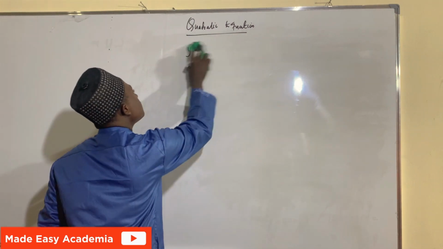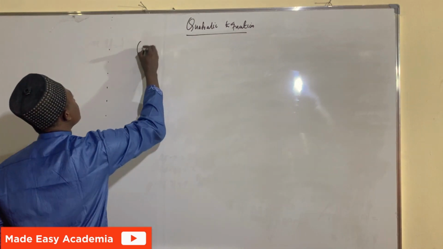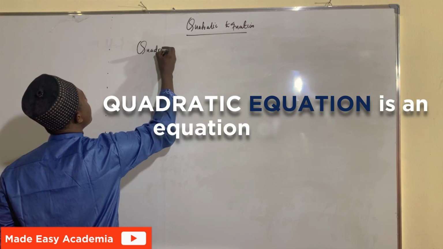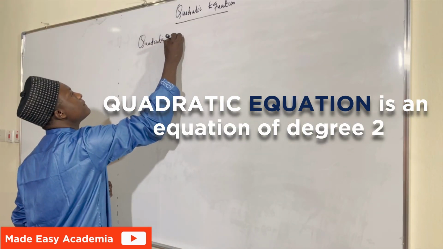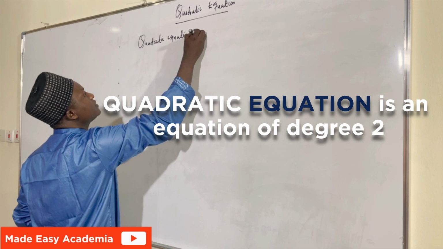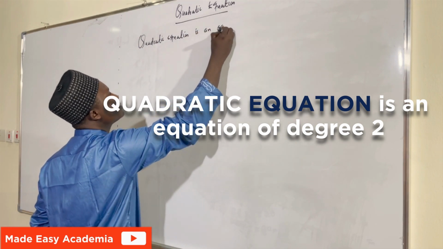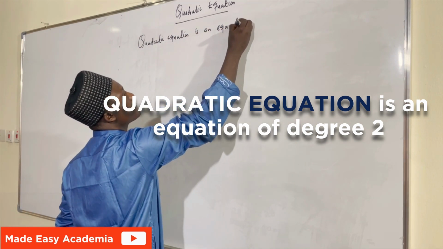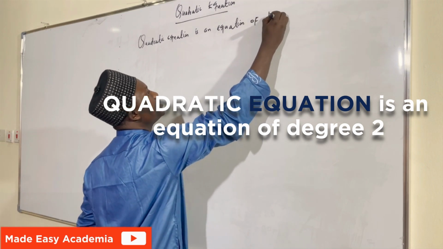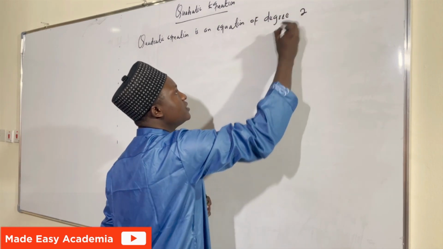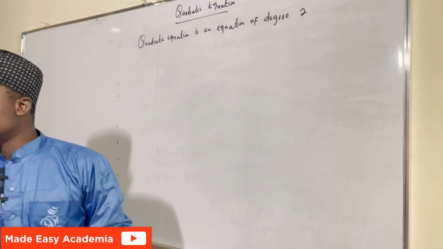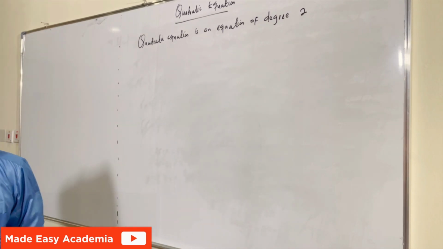So let's firstly write out the simple definition of that. Quadratic equation is an equation of degree 2. So when it has highest degree of 2, we call it a quadratic equation.